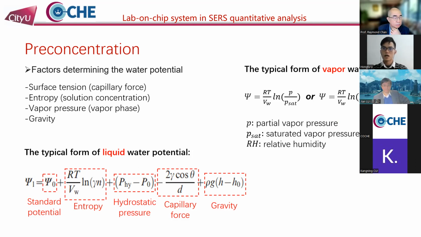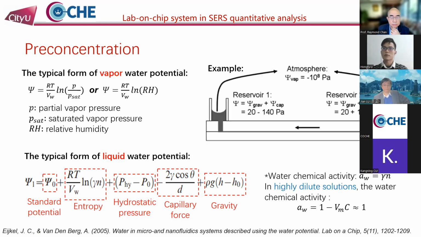Well, in the vapor phase, the water potential is calculated from the relative humidity in the air, which results from the partial vapor pressure and the saturated vapor pressure in the air. So in this session, I'll talk about the other, and this is an example to illustrate this tendency. Due to the curvature difference of the meniscus radius, reservoir 2 has higher water potential compared to reservoir 1, so the water in the channel automatically transports from the right side to the left side.